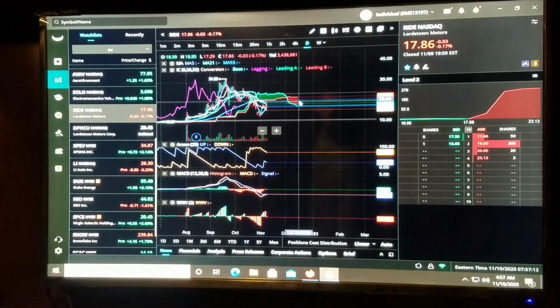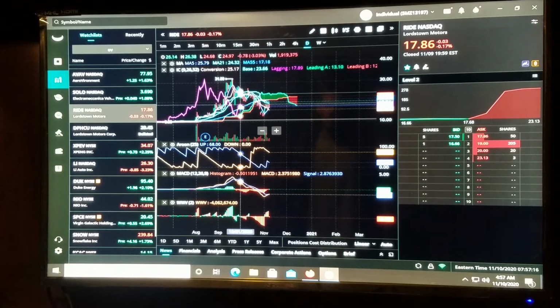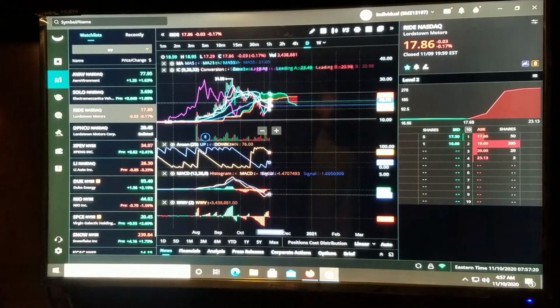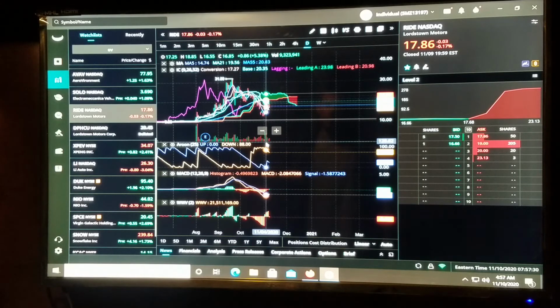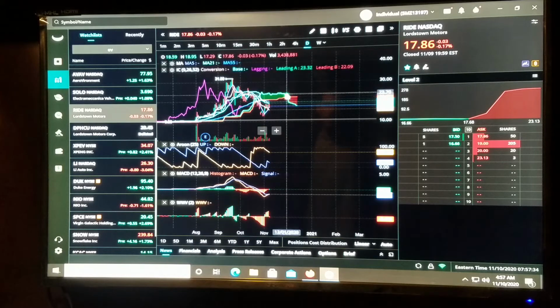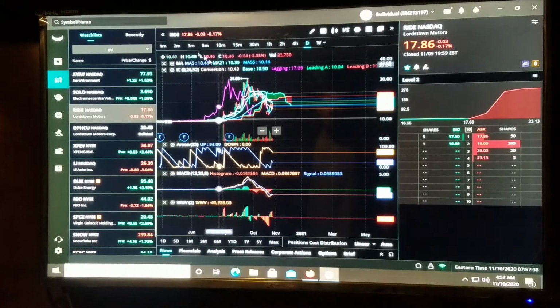Got a nice red volume cloud forming. We might have a little pop up and then drop down, but right now it looks like there was your bottom, there was your buy, so hopefully we'll come up a little bit in price and might break through, but that might not happen today.